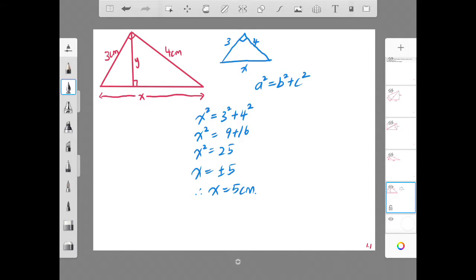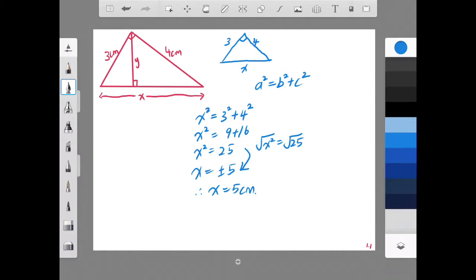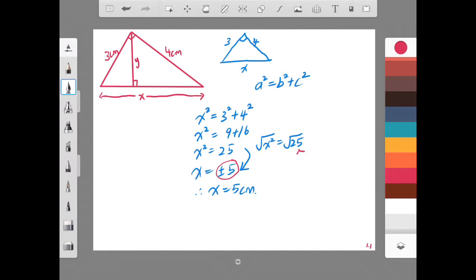Take note, how do I get from this step to this step? It simply means to square root 25, because when you square root x square, you remove the square to find x. And why is there a plus minus 5 here? Because for x square, negative 5 times negative 5 gives you 25, and 5 times 5 gives you 25 as well. So that's why these two answers have to be included.